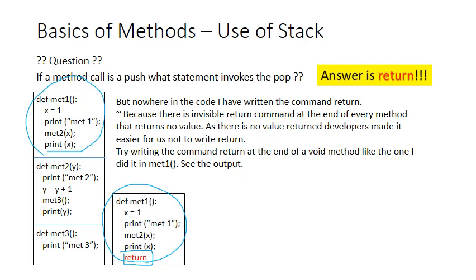Therefore, the developers made it easier for us not to write the word return every time when we are writing void methods. And try writing the command return at the end of a void method like the one I did in met1. Circled in blue, this is exactly the met1 on my left, but the only difference is I have included a command return. These two functions are exactly the same thing, will work exactly the same way.